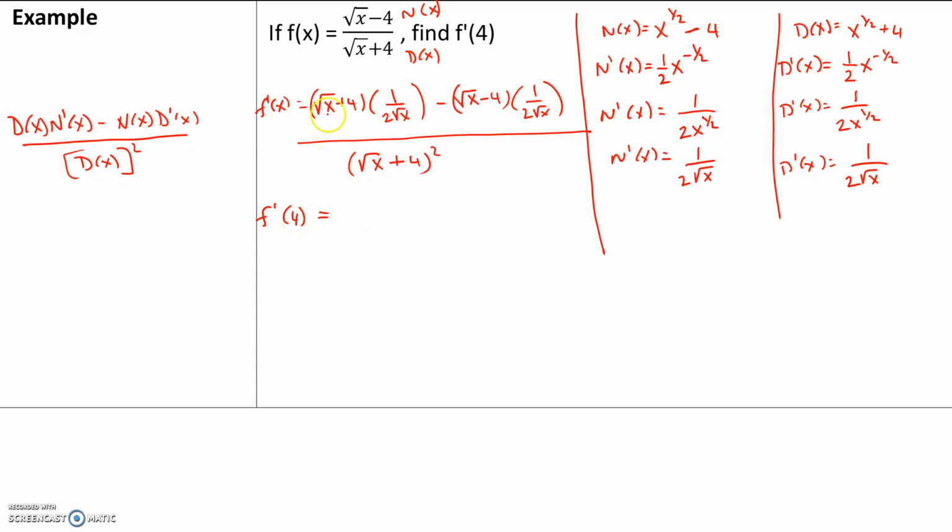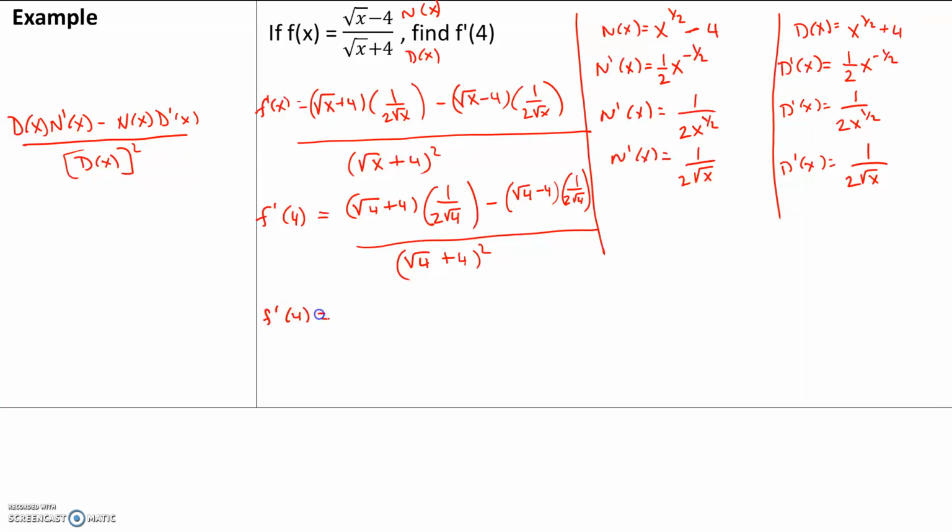So this gives us radical 4 plus 4. Remember, x is 4 now. So we're going to say radical 4 plus 4 times 1 over 2 radical 4. So replace this x with the 4, minus radical x, which is, once again, radical 4 minus 4 times 1 over 2 radical 4. So I just replaced every x I saw by 4, and then don't forget the denominator, which is radical 4 plus 4 raised to the second power.